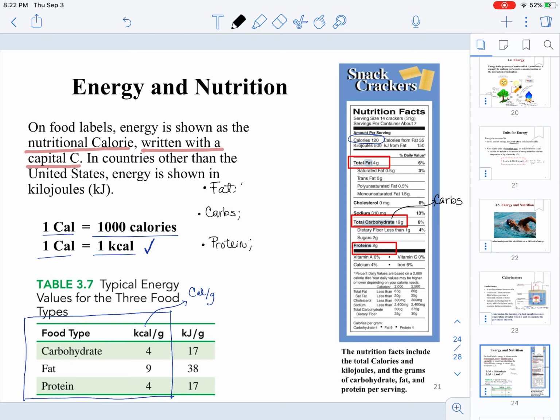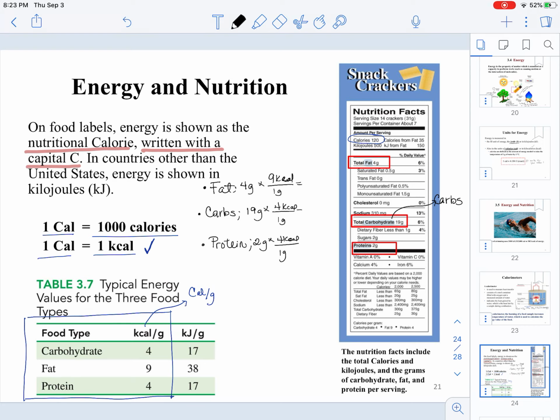So as you can see, we have 4 grams of fat, we have 19 grams of carbohydrate, and we have 2 grams of protein. So we're going to use the values in the bottom that correspond to each of these biomolecules. So for fat, we know that it is 9 kilocalories in 1 gram. For carbs, it is 4 kilocalories in 1 gram. For protein, it is 4 kilocalories in 1 gram.